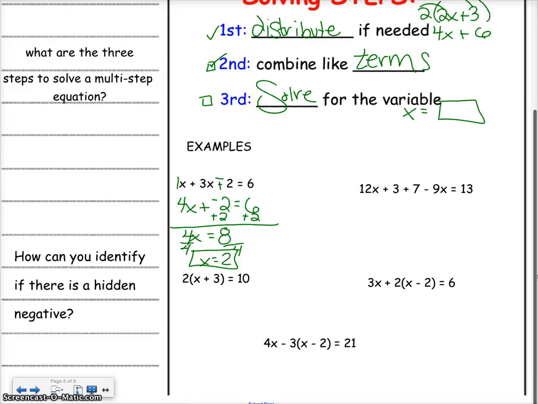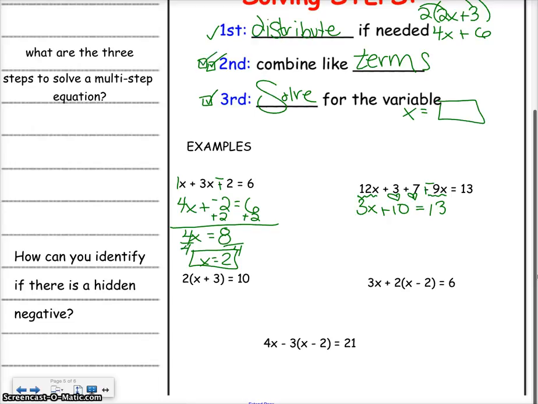Next example, I'm going to just go right back to step 1. Do I need to distribute? No, because there's no parentheses, so I don't need to distribute. I do need to combine like terms, so that's what I'm working on now. So I'm going to turn this minus 9 into plus a negative 9. 12x plus a negative 9x, 3 x's left. And then 3 wholes plus 7 wholes gives me 10. So I have 3x plus 10 is 13.